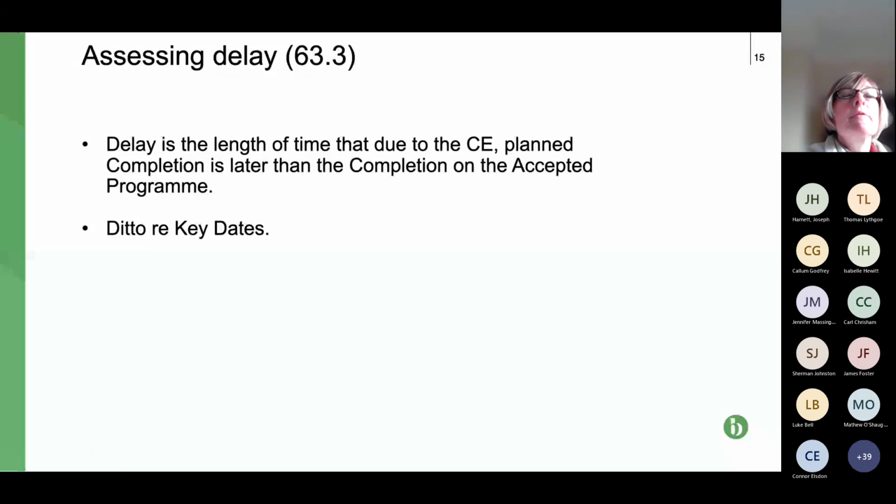Thanks. So in terms of assessing delay, all done under this CE, all done in a quote. It's basically the length of time, the delay that is caused by the CE to the programme. We're talking here about the accepted programme. That becomes really problematic if, for example, the project manager, for whatever reason, isn't agreeing the programme, so isn't accepting them, and particularly if there are no accepted programmes for the project. The same point applies with regard to key dates as well. Next slide, please.